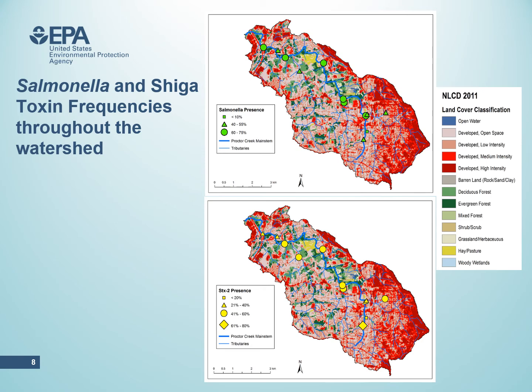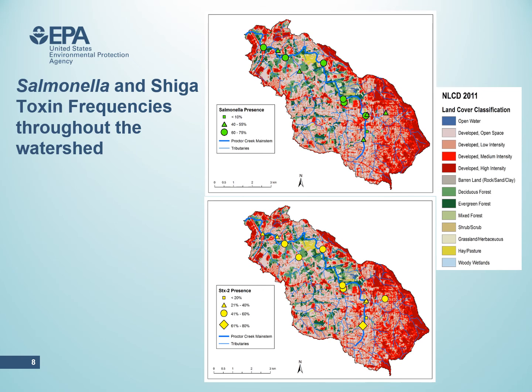In these next figures, I am indicating the frequency of the Salmonella and Shiga-toxin across the watershed throughout our sampling time. The top panel indicates the presence of Salmonella. The bottom panel indicates the presence of the Shiga-toxin. And this is a land use map of the watershed, and you could see the intense red color indicates the more densely populated areas.